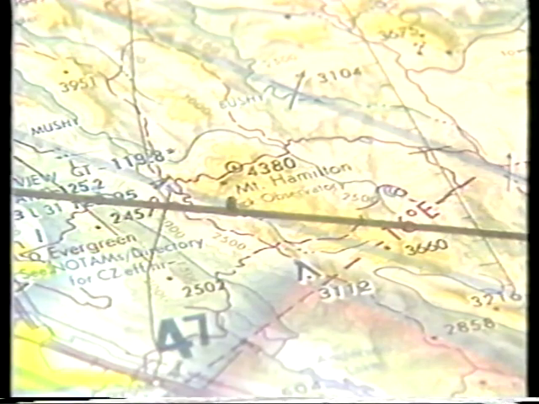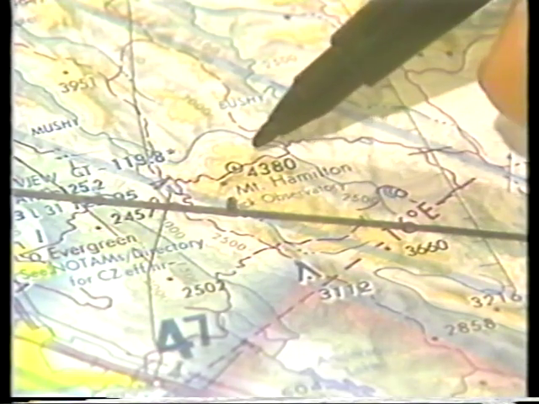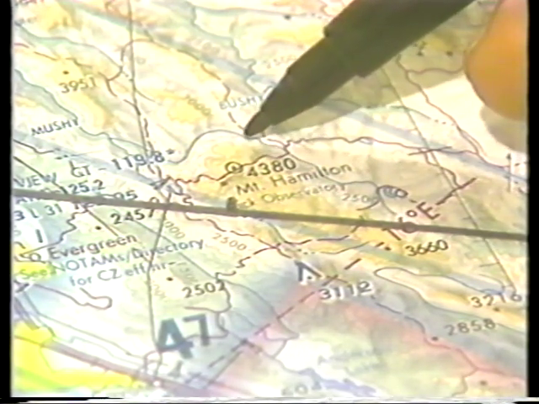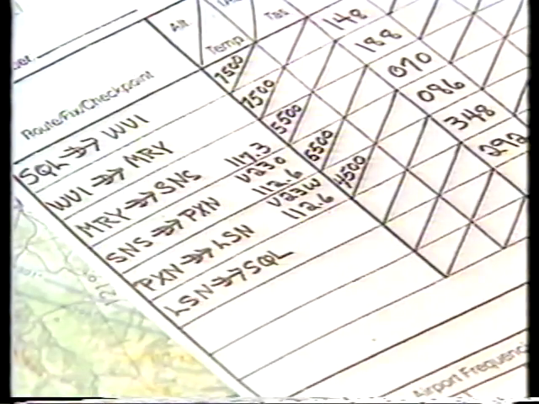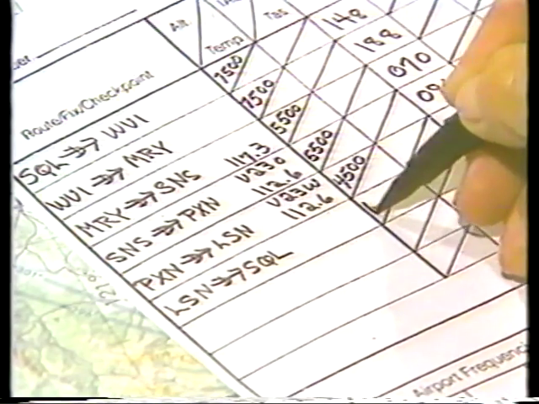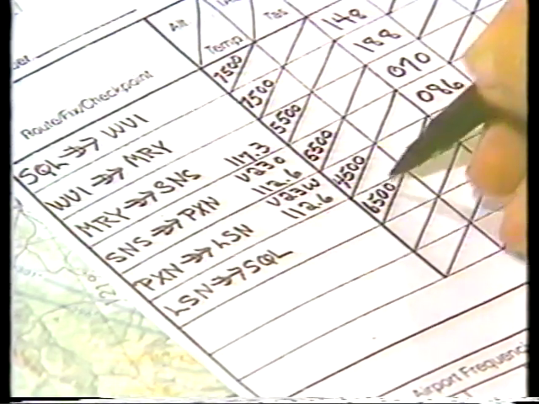Homeward bound to San Carlos, the mountains rise up to a peak of 4,380 feet at Mount Hamilton, where the Lick Observatory perches on top. This leg will be flown at 6,500 feet to give safe and proper clearance.